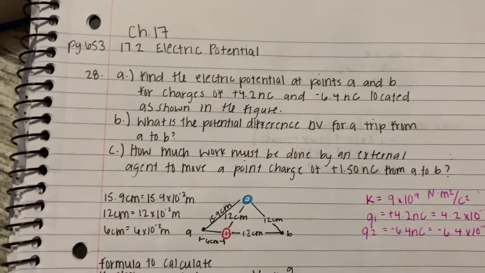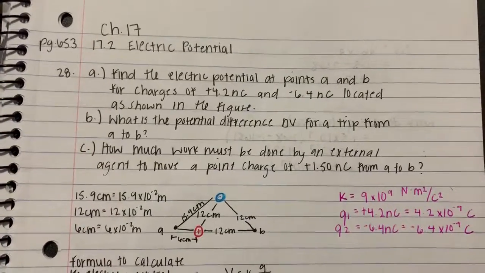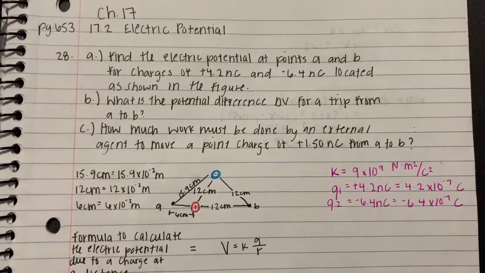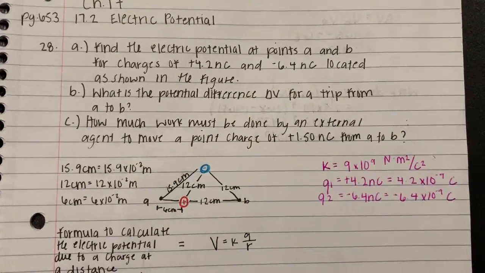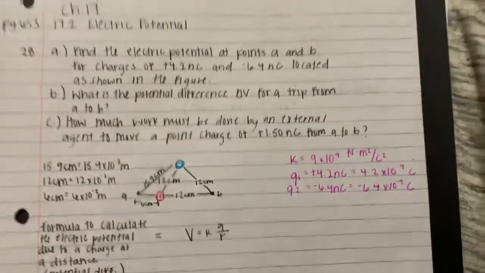The second problem is: what is the potential difference, the change in V, for a trip from A to B? And the third problem is: how much work must be done by an external agent to move a point charge of positive 1.50 nanocoulombs from A to B?